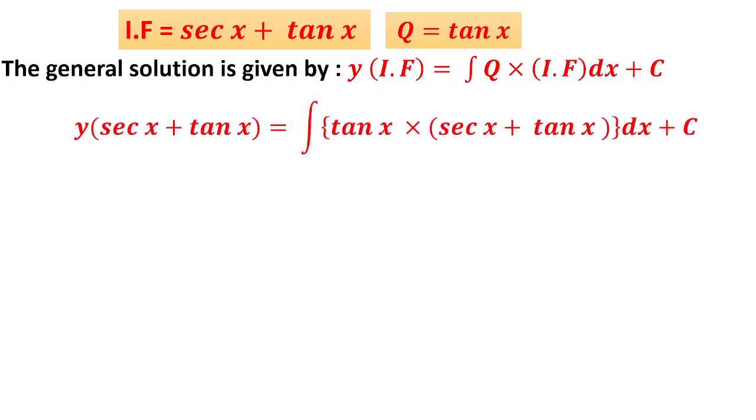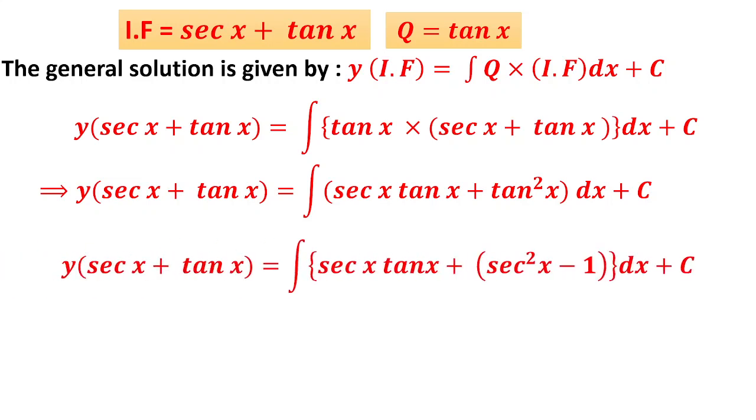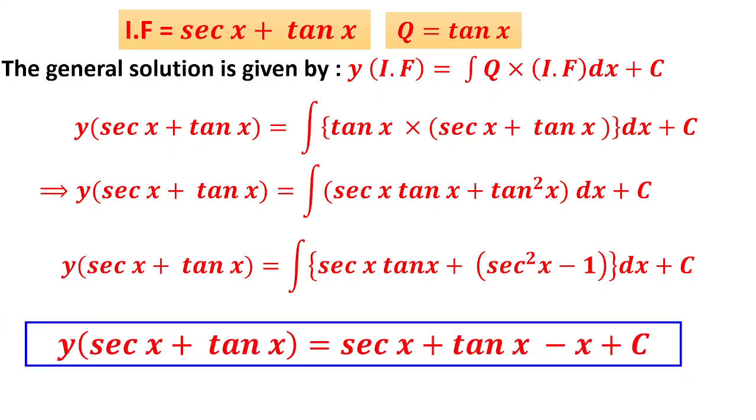y into secant x plus tan x equal integral q is tan x into secant x plus tan x dx plus c. Expand the bracket: tan x into secant x tan x plus tan square dx plus c. Let us do the integration now. It is very simple. Integral secant x tan x, and the tan square, if you want to integrate, write it as secant square x minus 1 into dx. Now all these terms on the right hand side are directly integrable because of direct formulae. Integral secant x tan x is secant x, integral secant square x is tan x, integral of minus 1 is x. Therefore, it is y into secant x plus tan x equal secant x plus tan x minus x plus c.